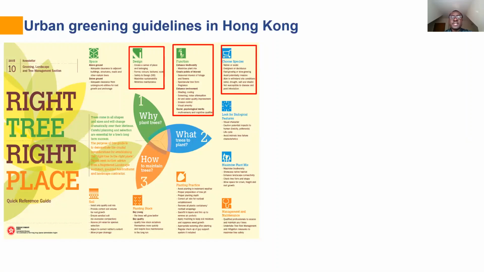So you have to answer the question of why you would want to plant the trees, how you would like to maintain the trees, and to determine what kind of species you're going to select. And actually now you have to go through a qualified horticulturist or landscape contractor, who will be able to help select the kind of trees.